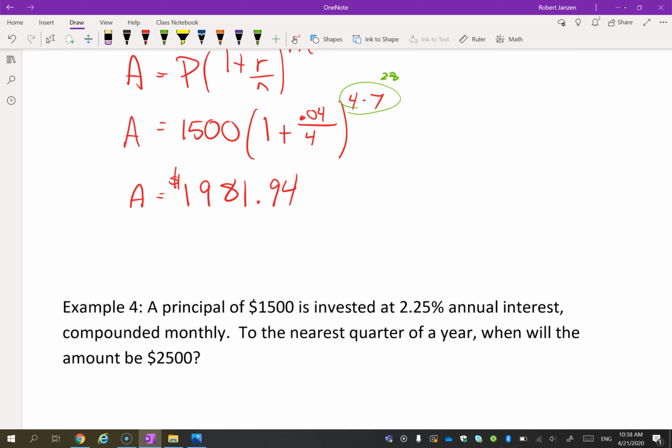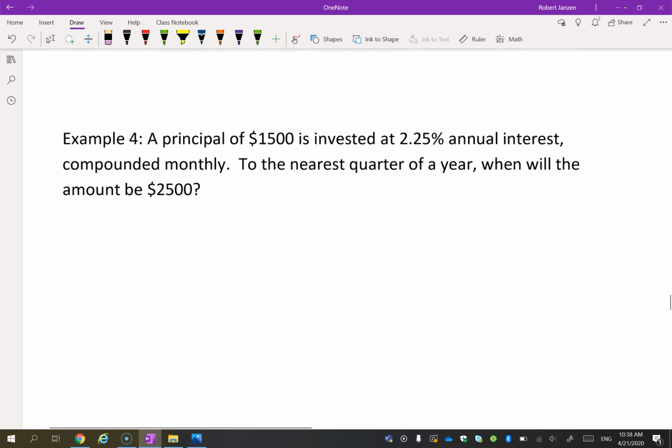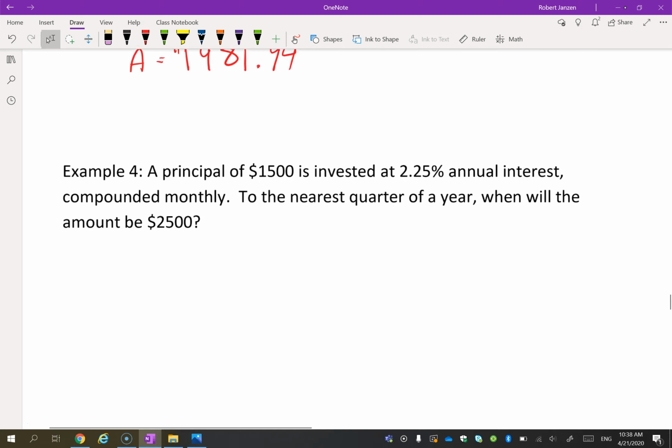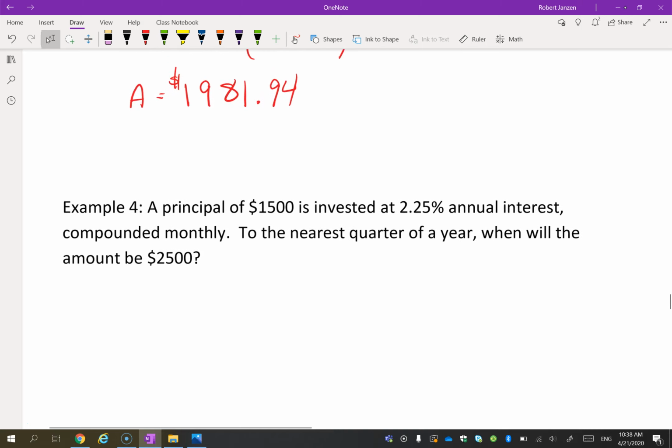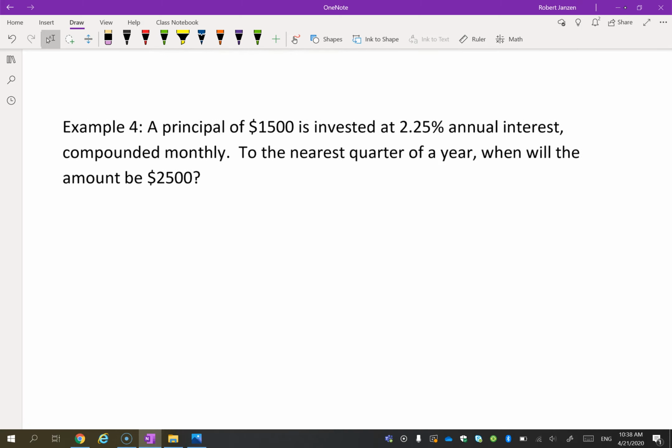Okay, so that's a pretty simple question. You don't need logs for that one. Let's try one now where you will need logs. It says a principal of 1500. Oh, so this is another question using the same formula.